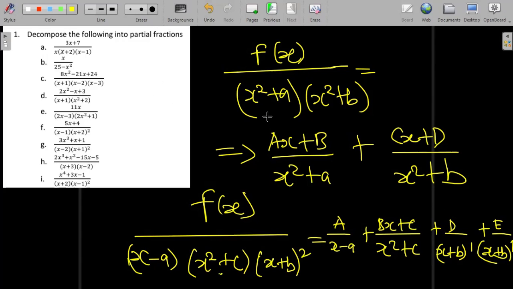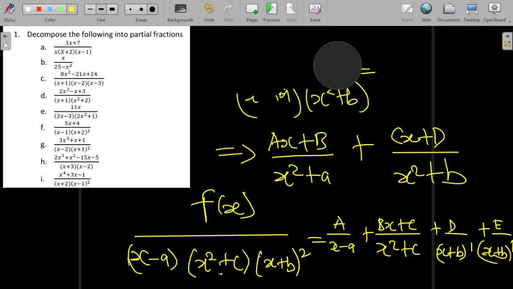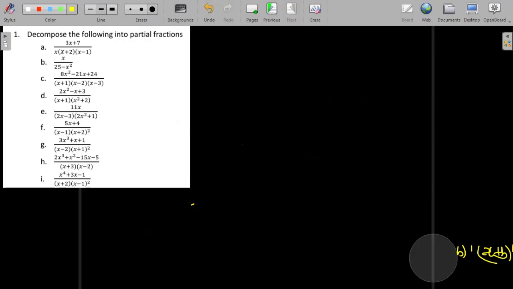So those are basically the rules that we're going to be using when we are decomposing these partial fractions. Now let's look at some of these questions so that the concept that we've learned can sink in. Let's solve some of these questions that we can see here.